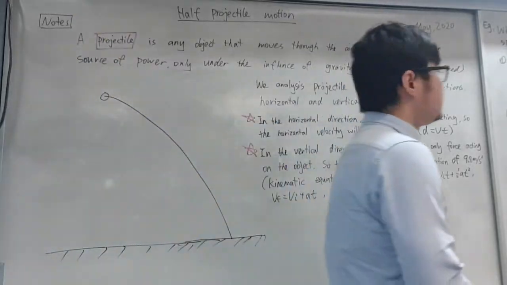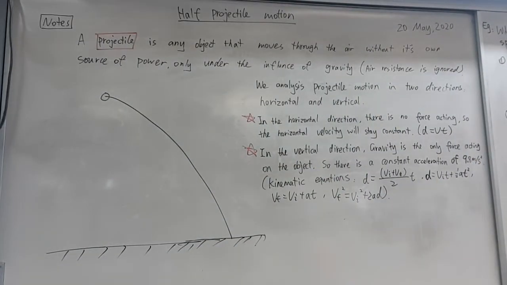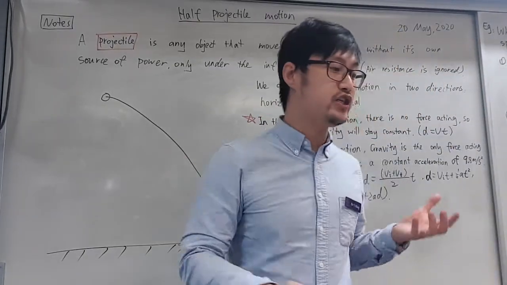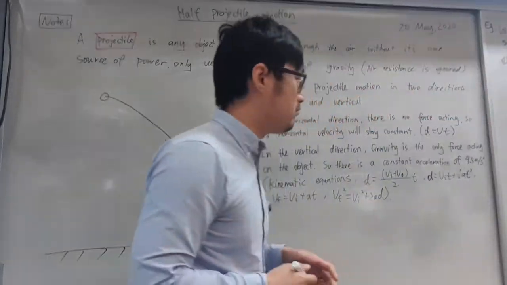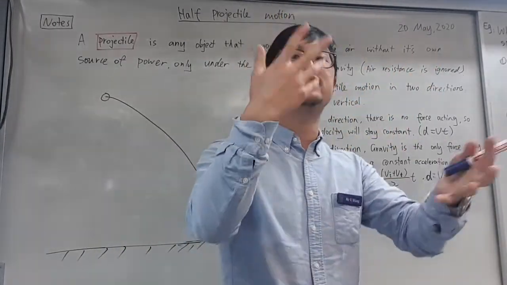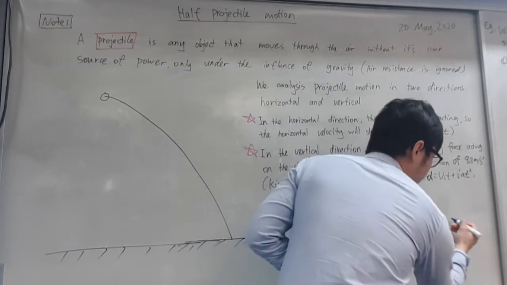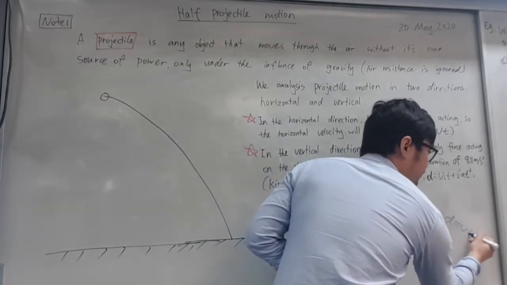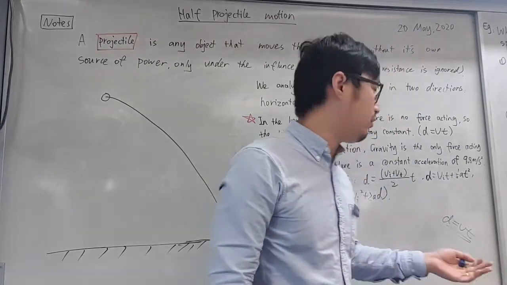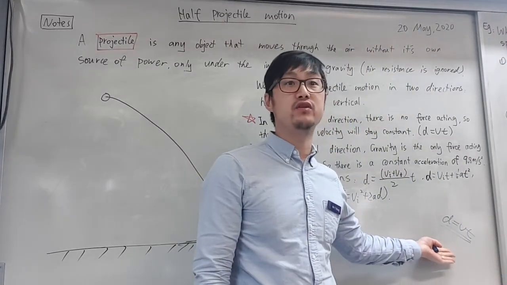Okay, let's get started. So today we're going to be talking about projectile motion, and this is the last part of motion. Okay. So what is projectile motion? Before we do that, we need to remember we had two sets of equations. One set of equations is distance equals vt. Can anyone tell me what the criteria is when I use this equation, d equals vt?